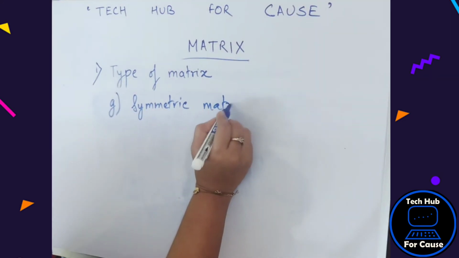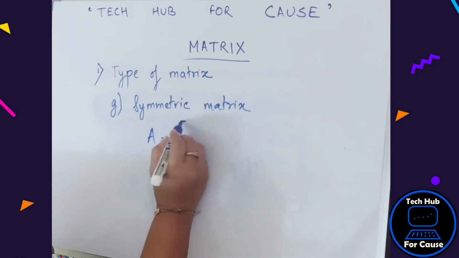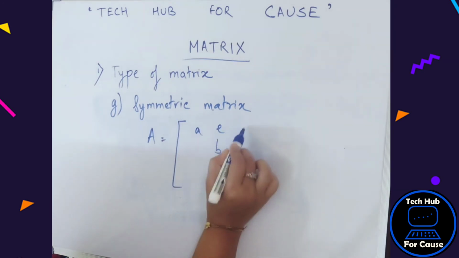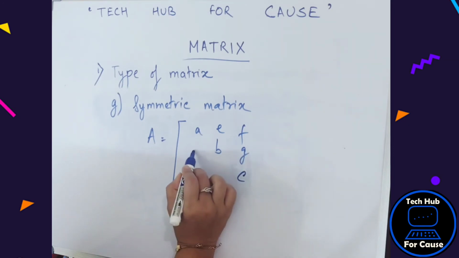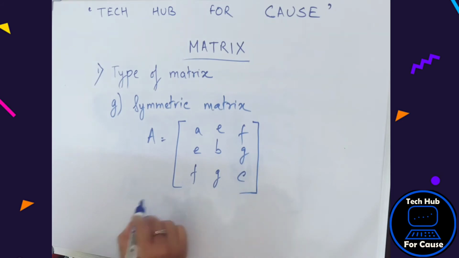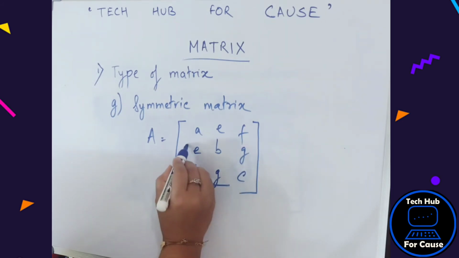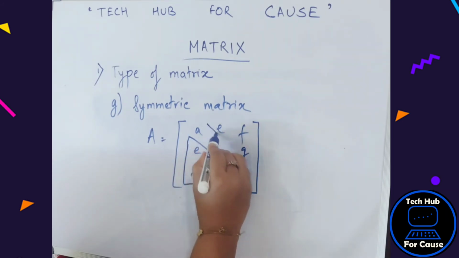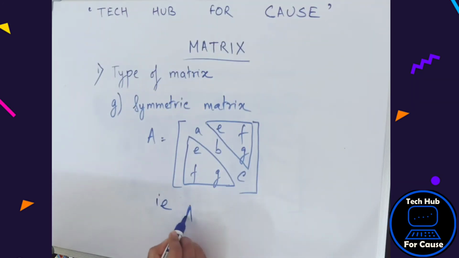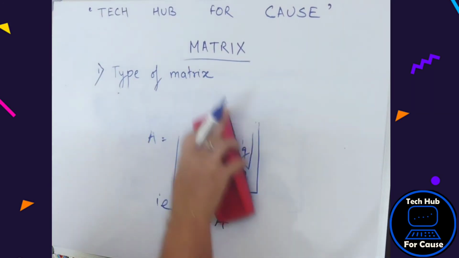The seventh matrix is the symmetric matrix. A matrix is known as a symmetric matrix when all the elements present above and below the diagonal are identical to each other. Or, in other words, we can also say that when the transpose of a matrix is equal to the matrix itself, it leads to a symmetric matrix.